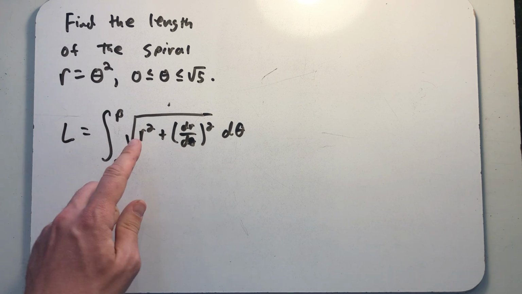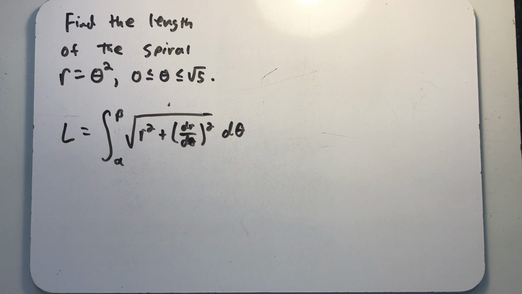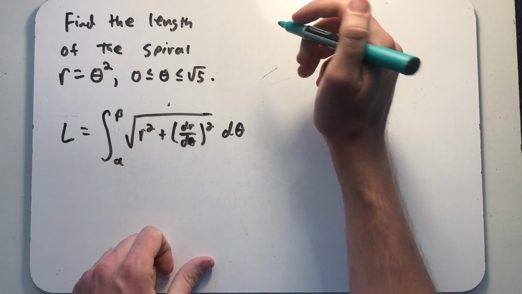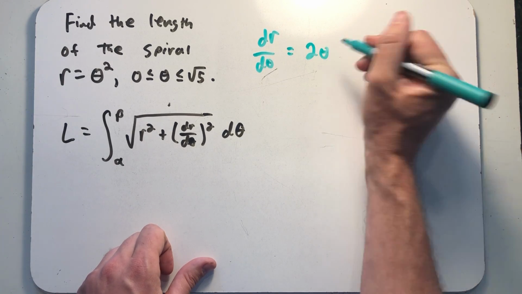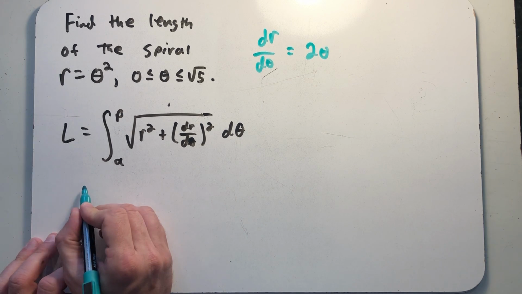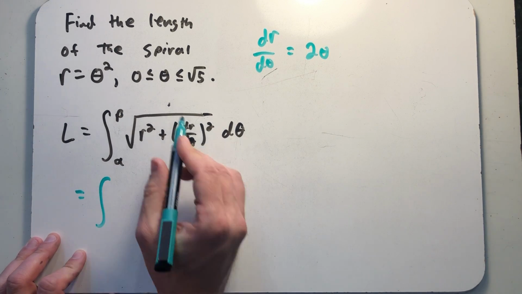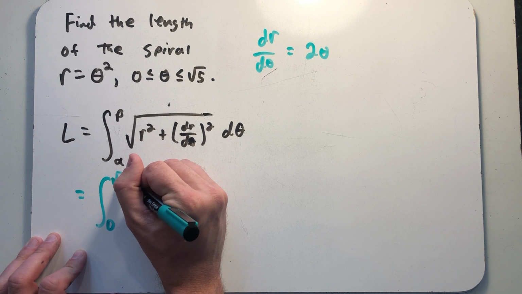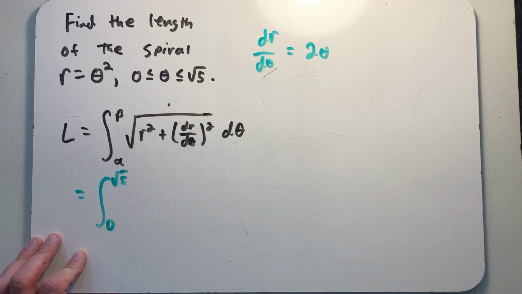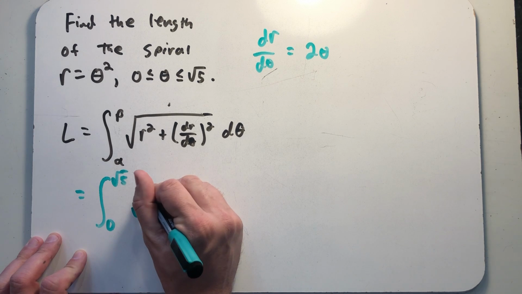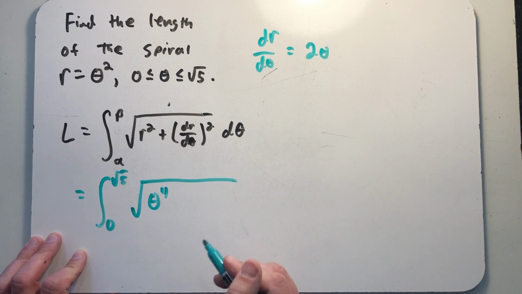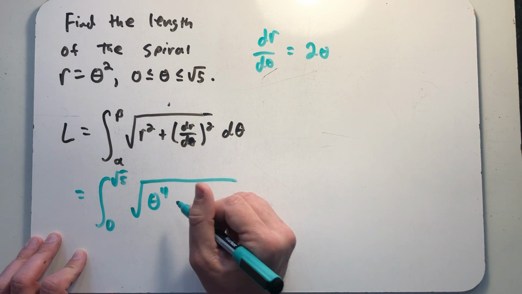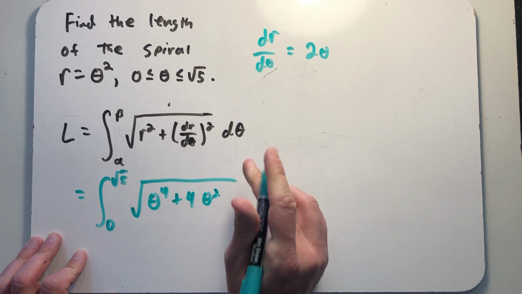Well, I already know what r is, so I know what to do there. I need to know what dr d theta is so that I know what to substitute in here. So let's take a derivative. It gets 2 theta. And so let's see, the bounds are given to me. Theta is between 0 and root 5. Not a typical angle to think about, square root of 5 radians, but it makes the problem kind of nice, honestly. r squared would be theta to the 4th power. (dr d theta) squared would be 4 theta squared.